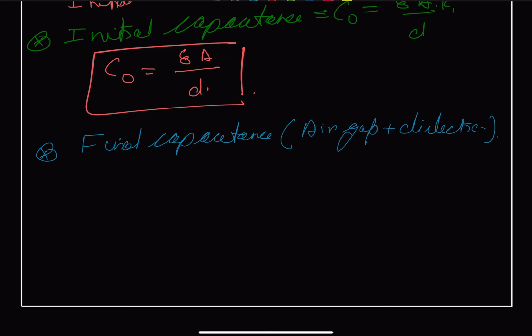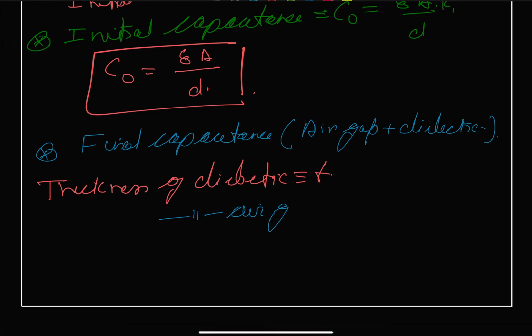And let's assume that the thickness of dielectric is T. Later on we can just substitute the values. We can say thickness of dielectric is T, and the air gap is our X. Thickness of air gap is our X, and this T is having a dielectric constant of K2 and air dielectric constant of K1, which is obviously equal to 1.